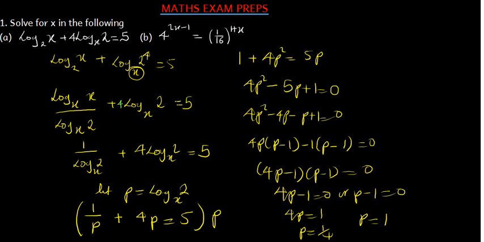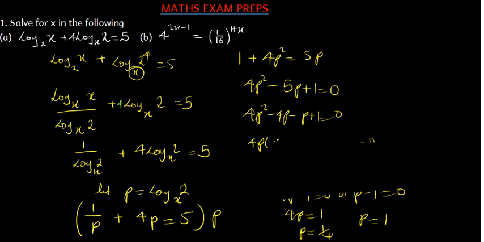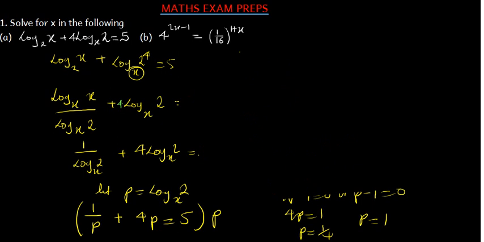Now remember, we are not solving for p. Our aim is to find the value of x. So we're going to come back, since we have found the value for p. We'll still come back. So we'll say, but we know that log of 2 in base x is equal to p from what we wrote here. So we get the values for p.